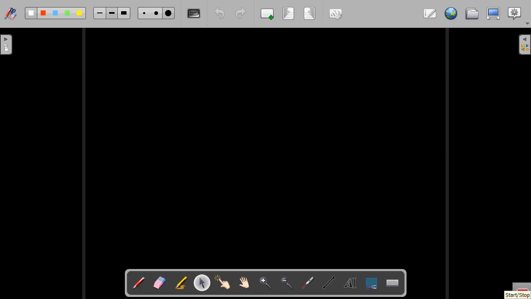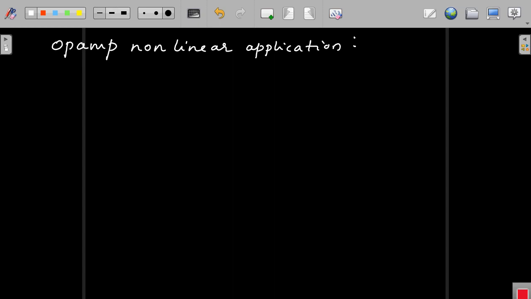Op-amp nonlinear applications. Very interesting. This I have already told you in the very beginning when we started our discussion on op-amp circuits. Linear integrated circuits. The very name itself is LIC and applications. Linear integrated circuits and applications.